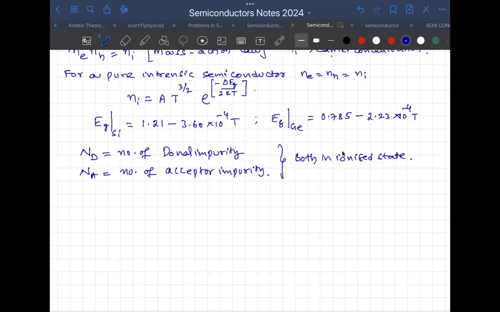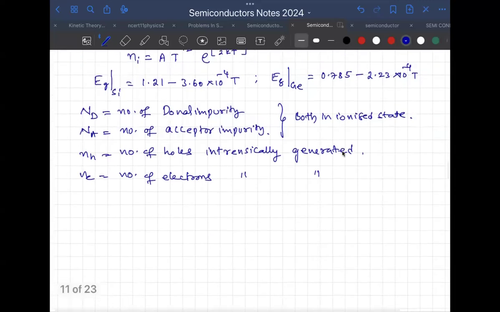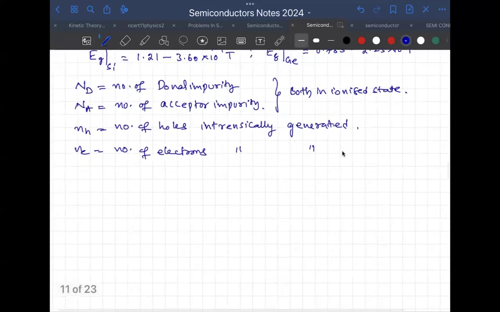And NH is the number of holes intrinsically generated, and Ne stands for the number of electrons intrinsically generated. Unfortunately, no such discussion took place in NCERT. But what if they cross the limits? That is the reason why I am here.